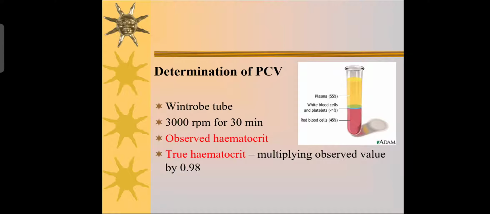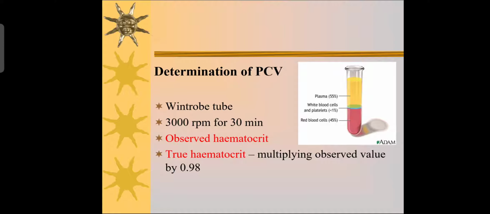So how will you determine the PCV? There are two methods, but we usually use Wintrobe's method. So Wintrobe's tube is there. In that we have to add the blood, and then centrifuge it at 3000 rpm for 30 minutes in the centrifuge machine, and after the end of 30 minutes we have to observe the hematocrit. True hematocrit is obtained by multiplying the observed value by 0.98.